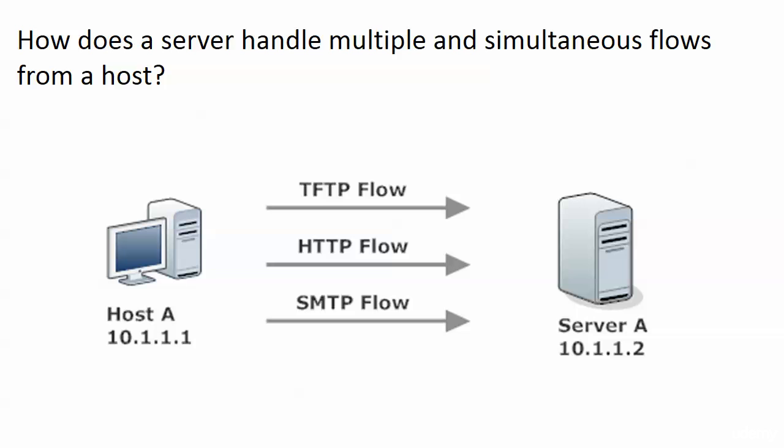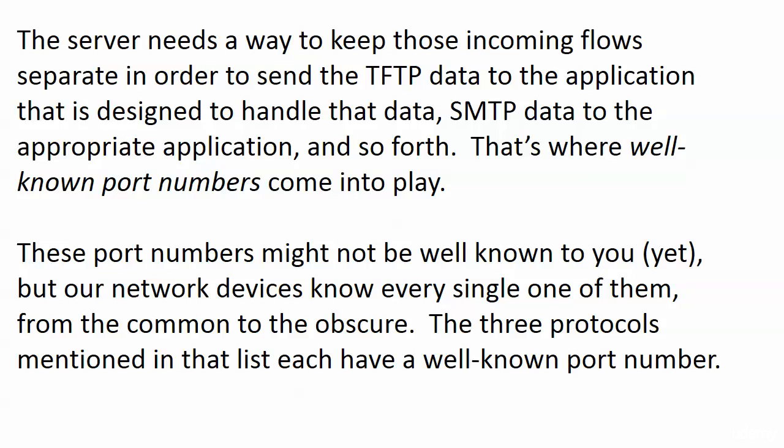And what happens is when that flow comes in, server A has to say, okay, I want to send that to my TFTP application. When data for another protocol comes in, it has to be able to look at some value and say, okay, this is HTTP traffic, I know how to handle that. And that's where well-known port numbers come in.